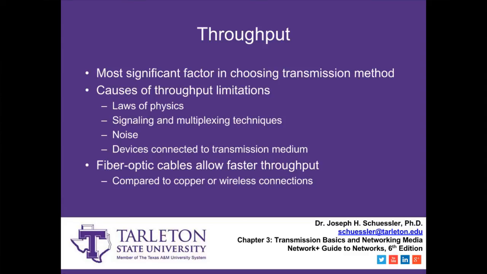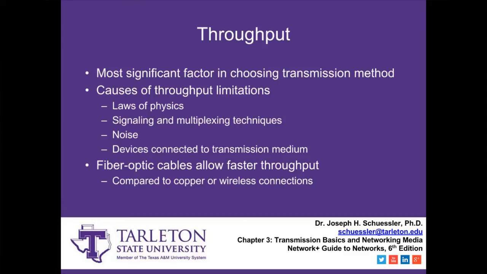So you need to be aware of what kind of data you're going to be sending across your network before picking a particular medium. Some of the causes of throughput limitations: the laws of physics. I mean, certain mediums are able to transmit more than others. So that's why there's different standards for unshielded twisted pair, for example. Some can transmit up to 10 gigabit ranges. Others are restricted to 10 megabit. So lots of differences in between. Signaling and multiplexing techniques, noise, devices connected to the transmission medium, etc.